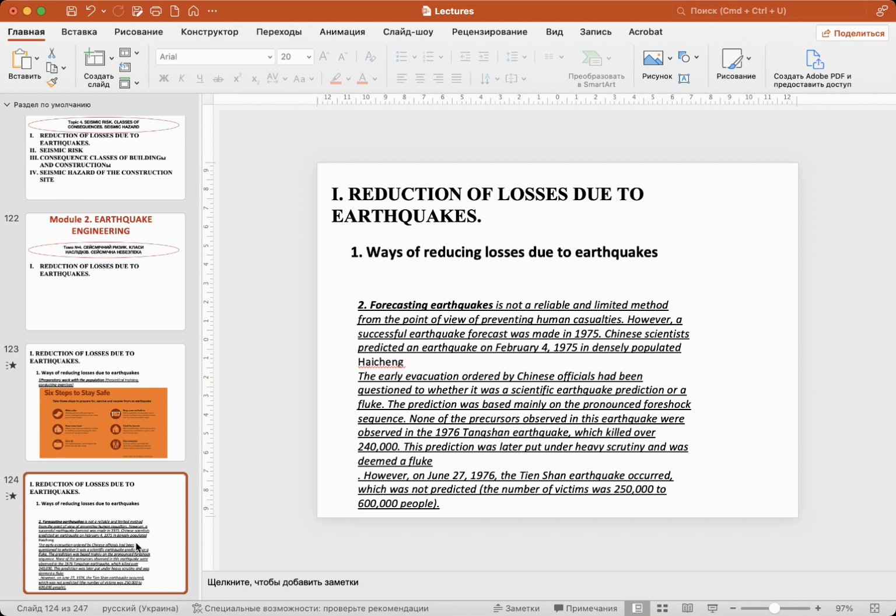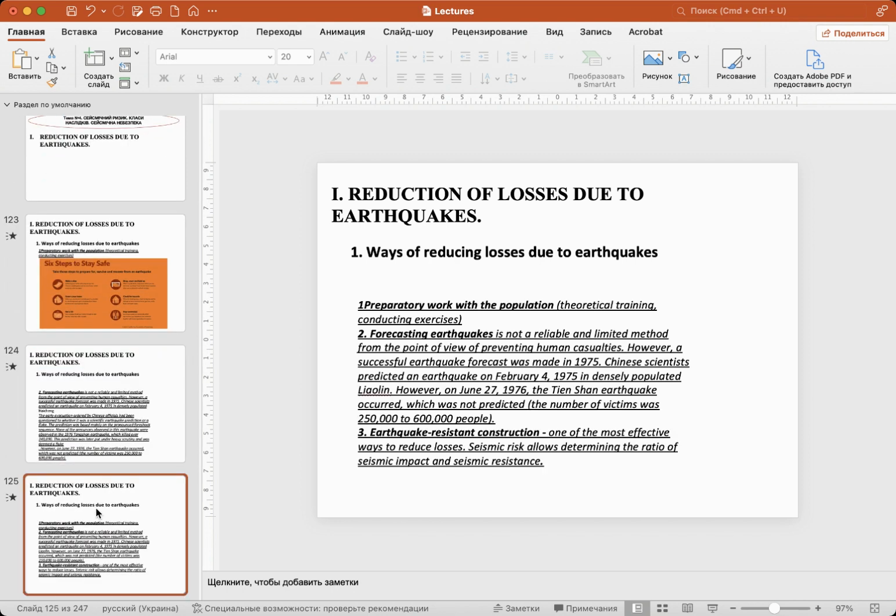So, we are moving to our engineering way to save people's lives and to reduce losses due to earthquakes. It is earthquake-resistant construction. It is a very effective way, but it is the most expensive way, and it is our way because we don't know what to do with forecasting earthquakes. We are trying to make something to prepare people, but it is not only our individual work.